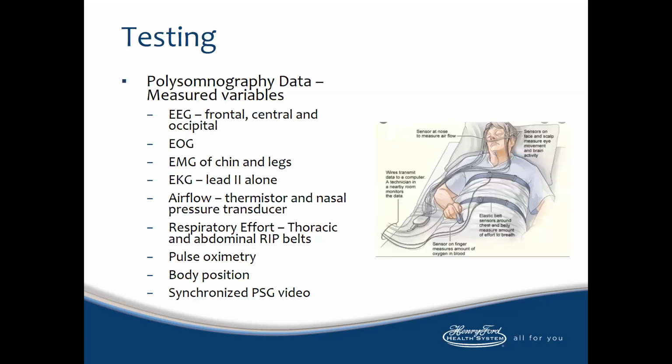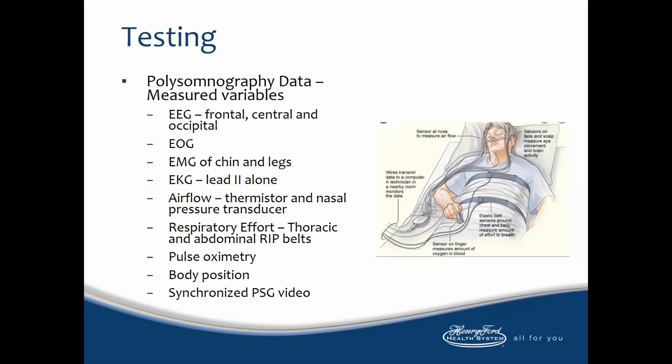So here's a cartoon picture of someone wearing all of these monitors. You really are wired head to toe. You have 3 different areas that are monitored by EEG leads in the frontal, central, and occipital areas, and that will help define which stage of sleep you're in during the study. You also have the electrooculogram looking at eye movements to help define REM versus non-REM sleep and wakefulness. You have an EMG on the chin that can detect some snoring, and it's also on the legs looking at limb movements. You have an EKG lead, typically lead 2, to monitor heart rate.